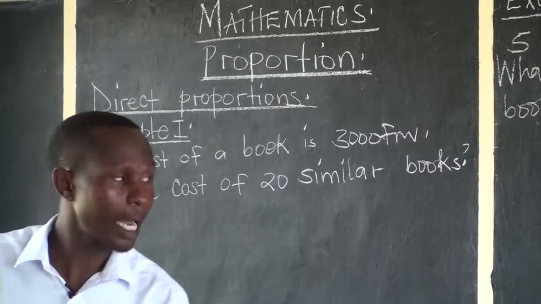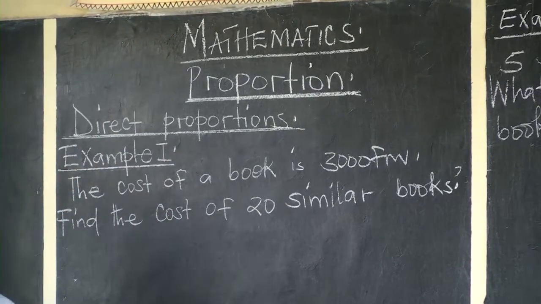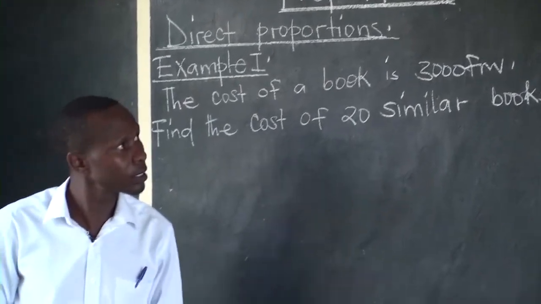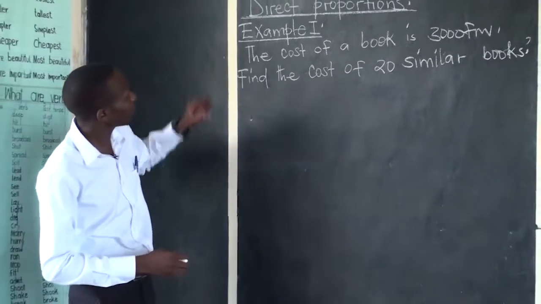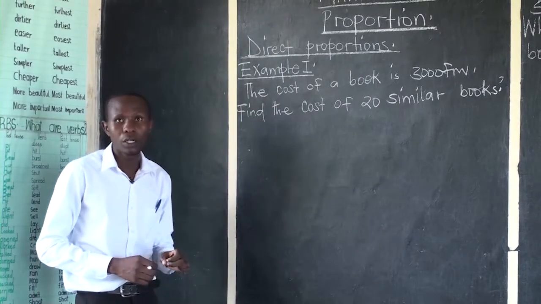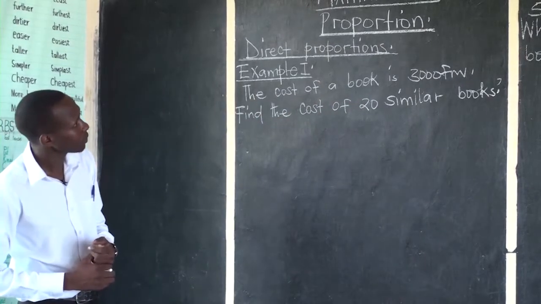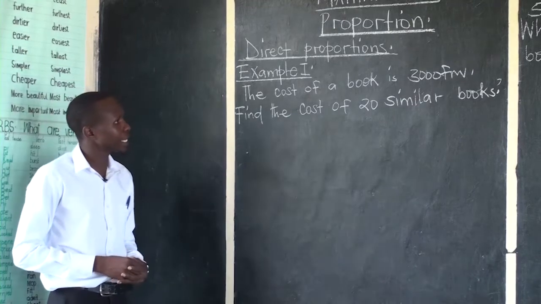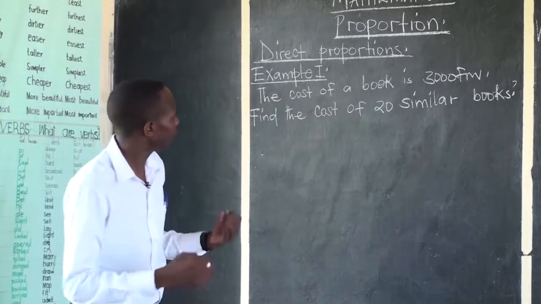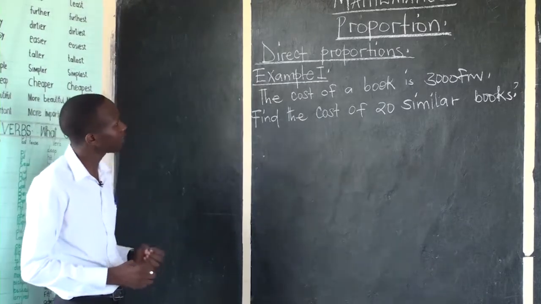Tomorrow we shall look at a different type of proportion, but for today's case, I want us to go with the direct proportions. And when we talk about direct proportions, we are given an example, first of all, with these different items. We are given the prices, we are given items in different quantities, and we are asked to find out some other quantities. So let's look at example one.